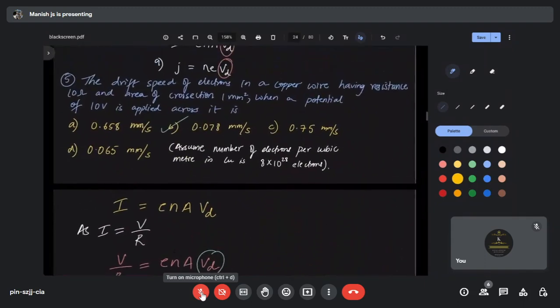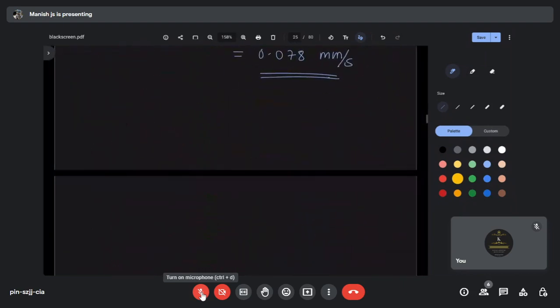This was question 5. Moving on to the next model, 6. So the next, sixth question. Based on drift we have seen now. Next we have temperature coefficient of resistance. Based on that we have some questions.